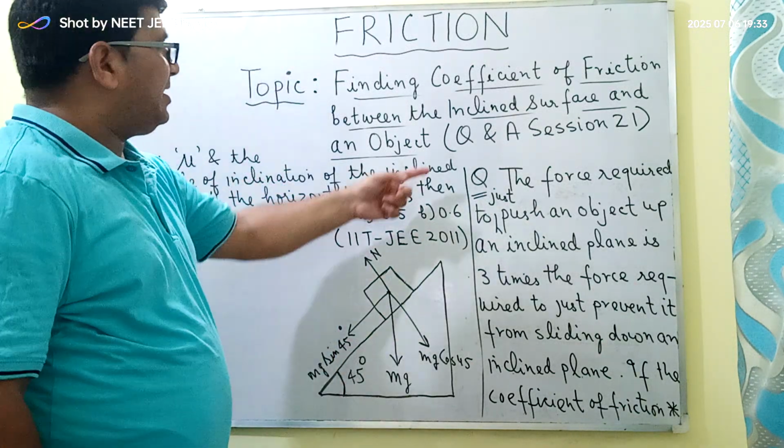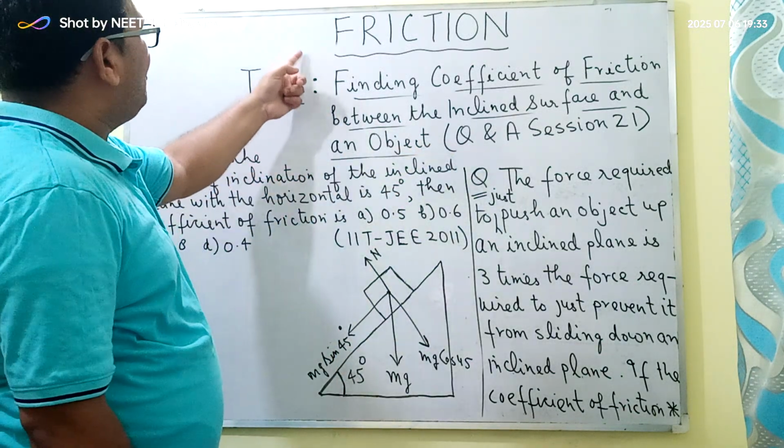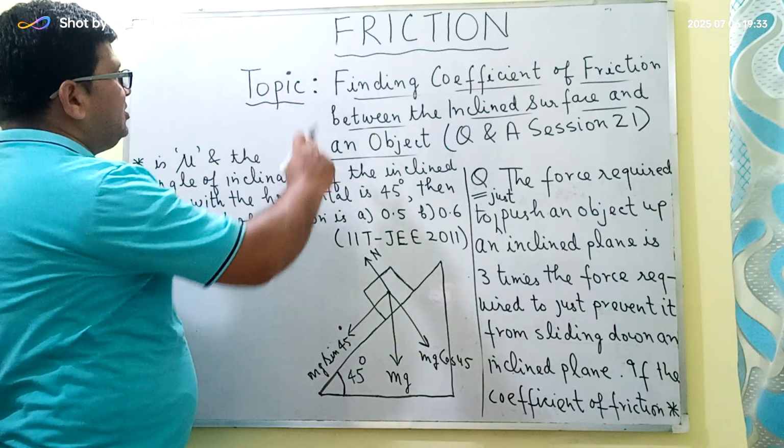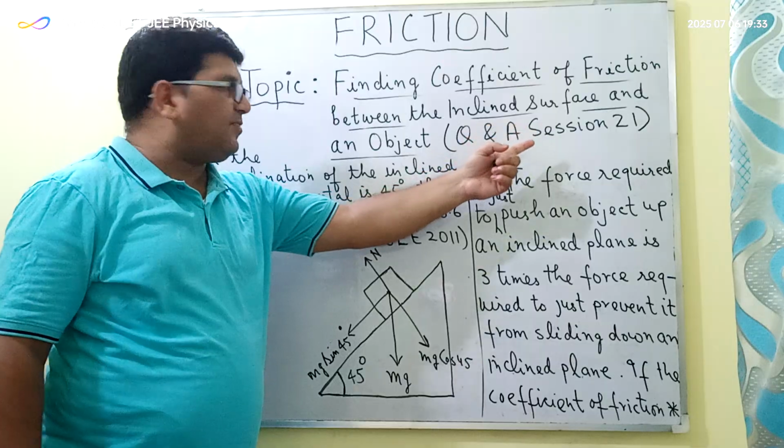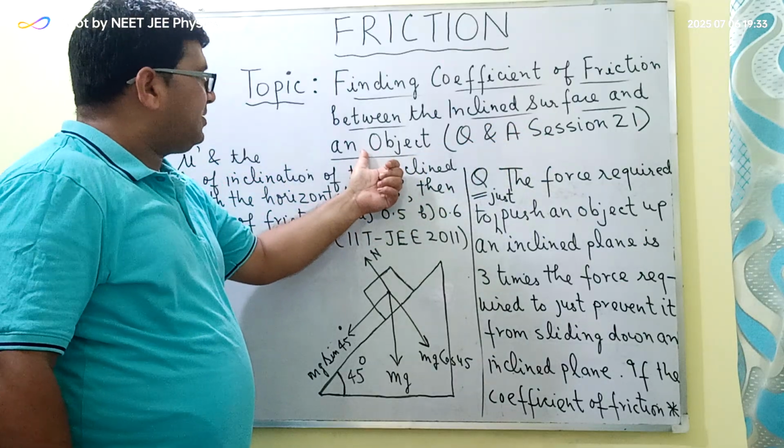Good evening and welcome to the Q&A session 21 from the chapter of friction. The topic is the calculation of the coefficient of friction between the inclined surface and an object.